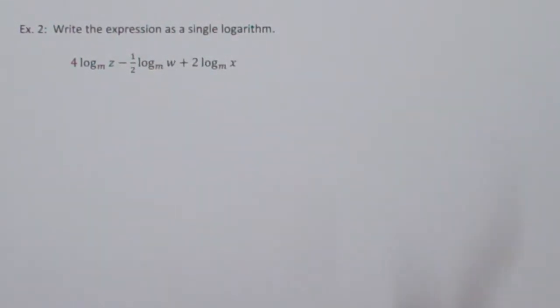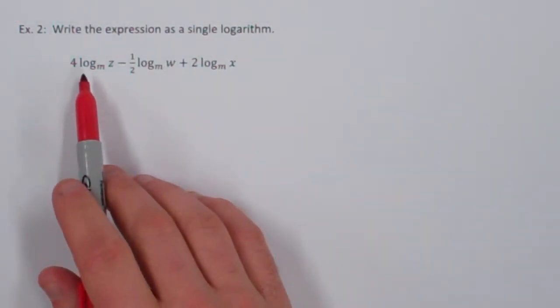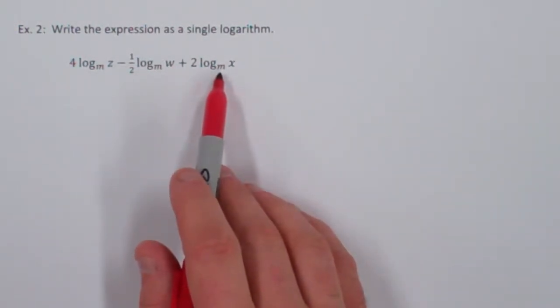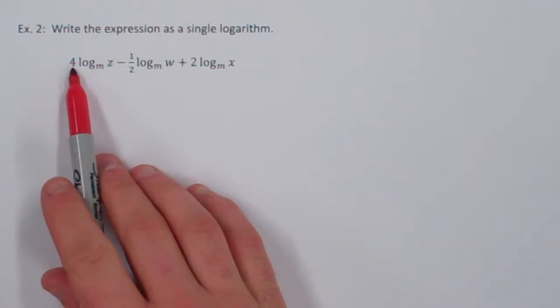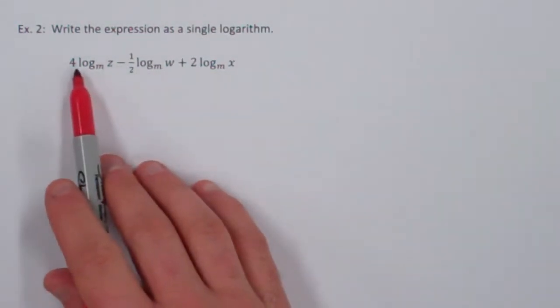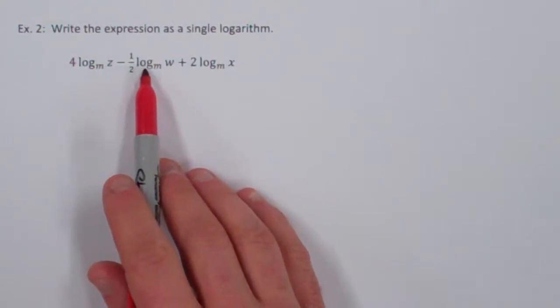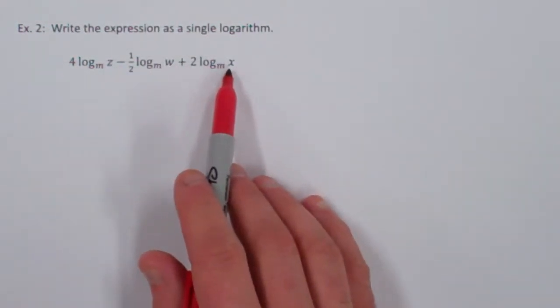In example 2, we need to write the expression as a single logarithm. You can see right now we have logs with the same base, but we have some other things going on. We have a coefficient out here in the front, or a number being multiplied by the log, I should say, and then we have some variables on the inside.